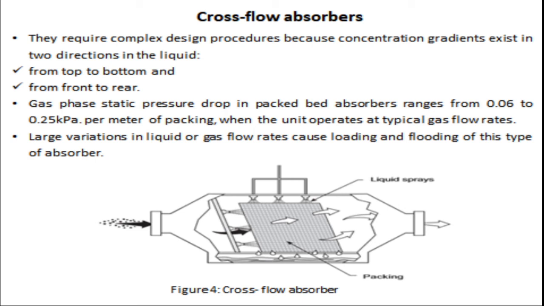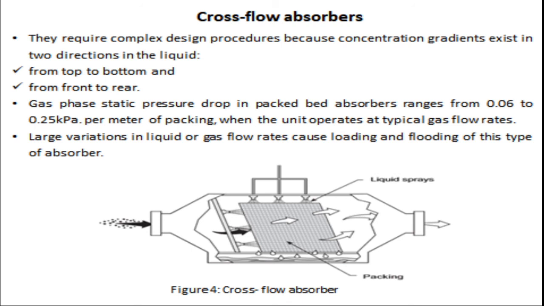Here something to be remembered is that the gas phase static pressure drop is going to range from 0.06 to 0.25 kilopascal per meter of packing at typical gas flow rates. So large variation in the liquid or gas flow rates causes loading and flooding in this particular type of absorber.